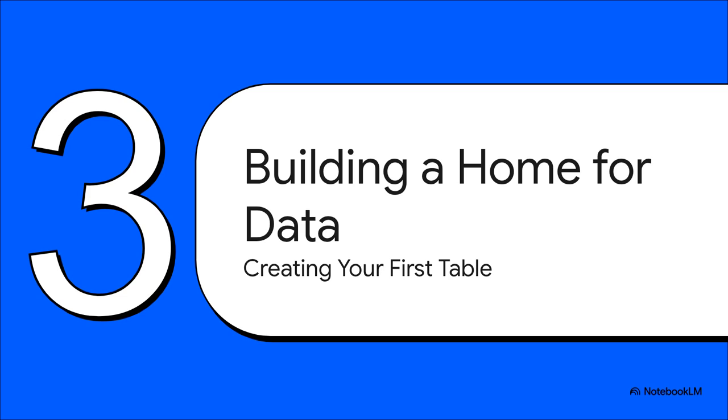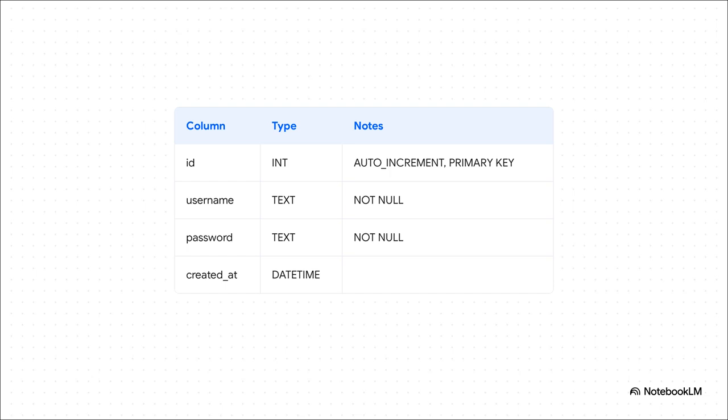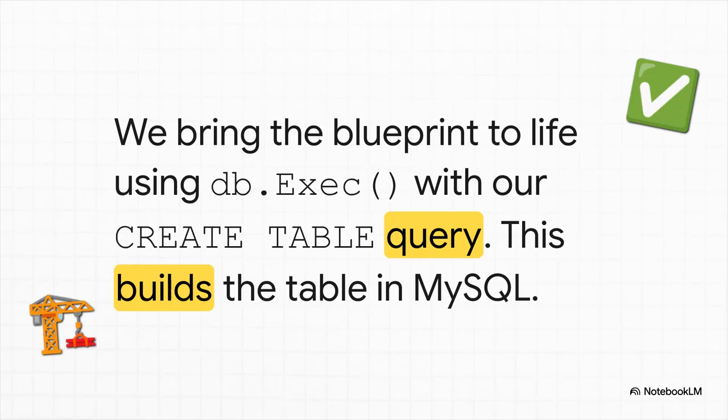But right now, we're basically standing in an empty room. So the next logical step is to build some furniture, a structure to actually hold our data inside the database. So, here's the blueprint for our data's new home. We're going to create a users table, which you can think of like a filing cabinet. Each column is a specific piece of information we want to store. A unique ID to label each user, their username, their password, and a created_at timestamp, so we know exactly when they joined.